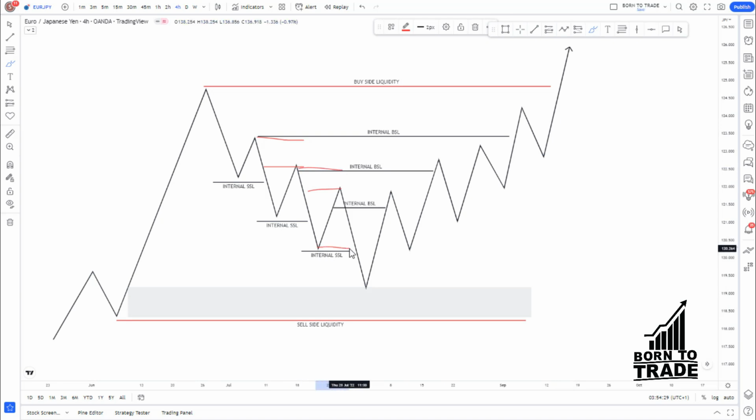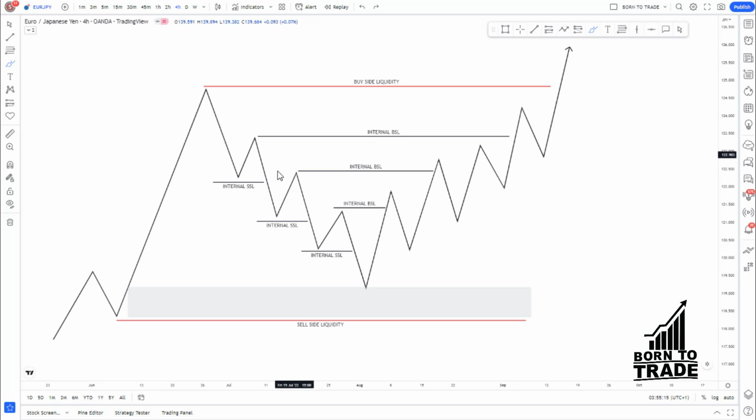Here could be your targets. You could be targeting these lows because liquidity rests below those lows. Okay, so let's say in this case, taking trades here, you can be targeting these highs and these highs because liquidity rests above those highs. Okay, that's the second need of understanding this concept.